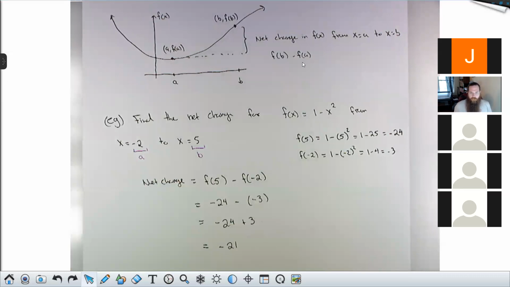And that means if you were to look at the graph, from -2 to +5, this function overall goes down 21 steps.